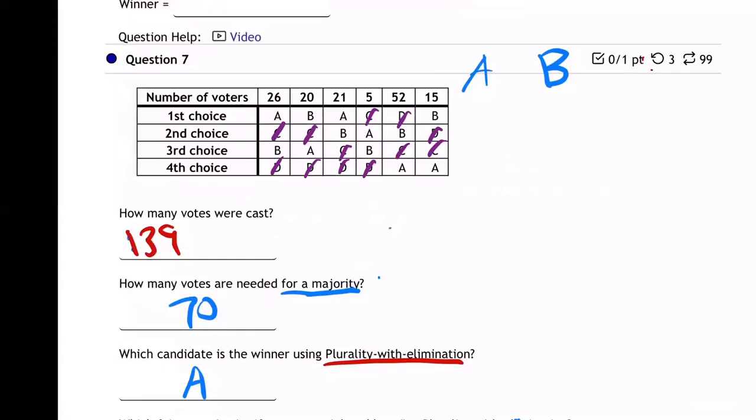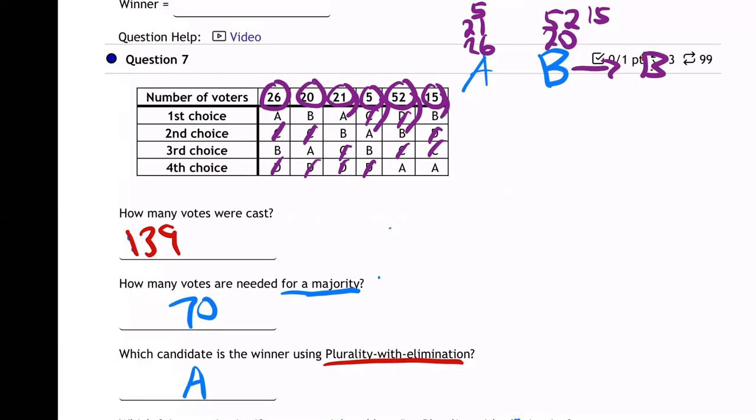Well, these 26 would go for A. These 20 would go for B. These 21 like A better. These 5, who do they like better? A, right? These 52 like B. And these 15 like B. I don't need to get out my calculator. I can tell who won that. B.